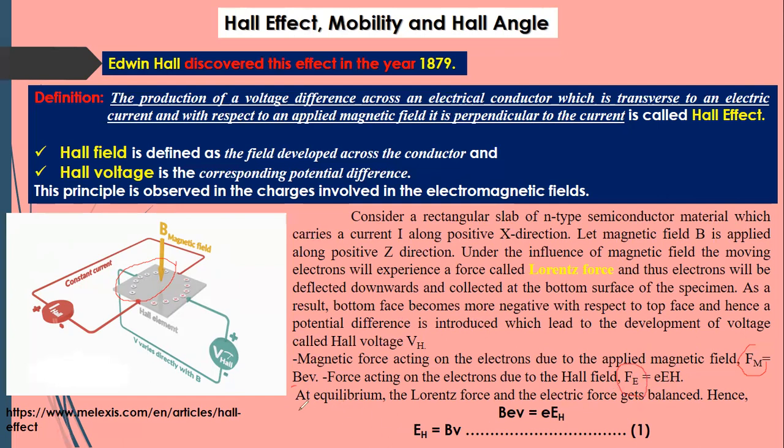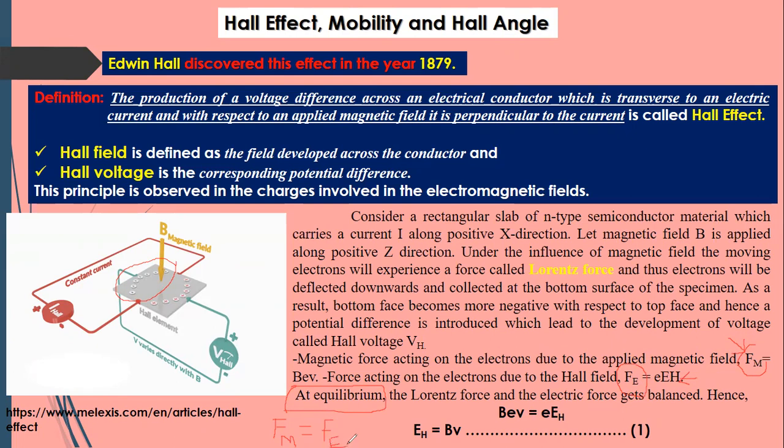At equilibrium, if both the magnetic force and the force acting on the electrons due to the Hall field are in an equilibrium stage, the Lorentz force and the electric force get balanced. So we can write F_M equals F_E, that is, the Lorentz force is equal to the electric force.